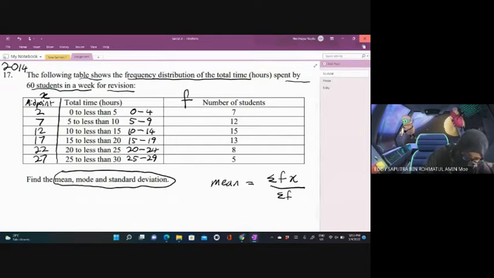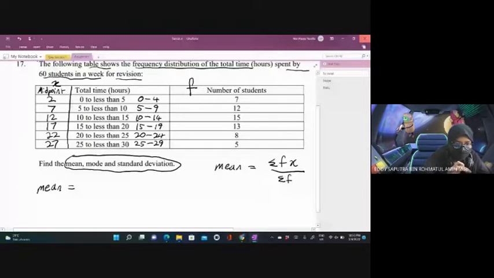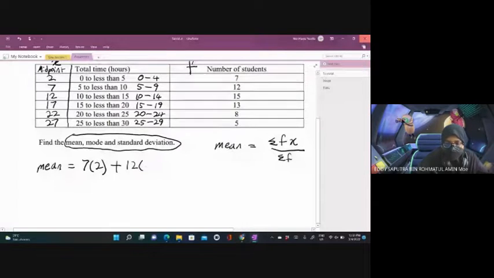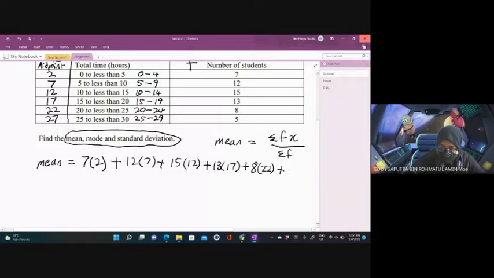So let's calculate the mean. 2 times 7, plus 7 times 15, plus 12 times 13, plus 17 times 8, plus 22 times 5, plus 27.